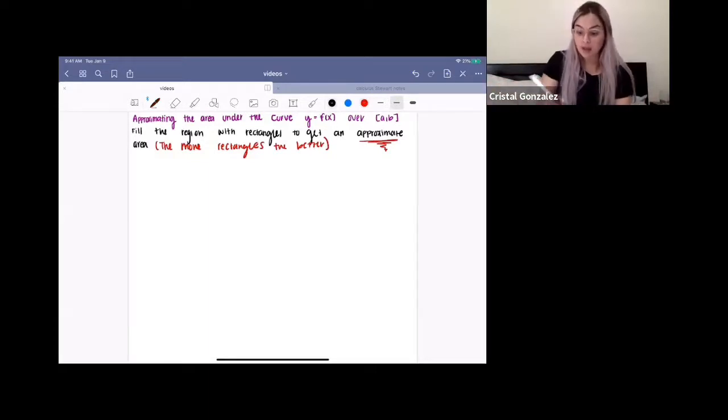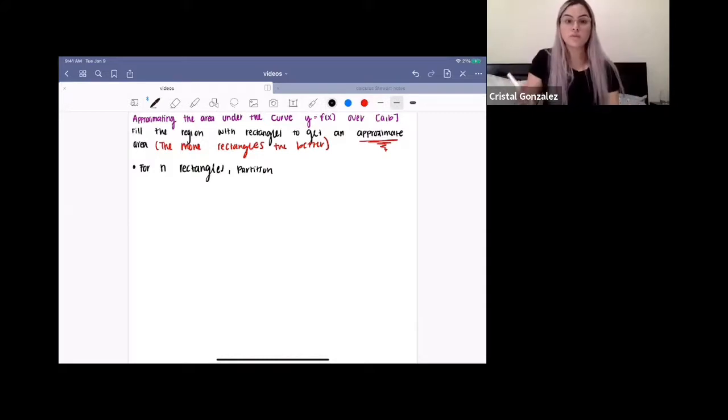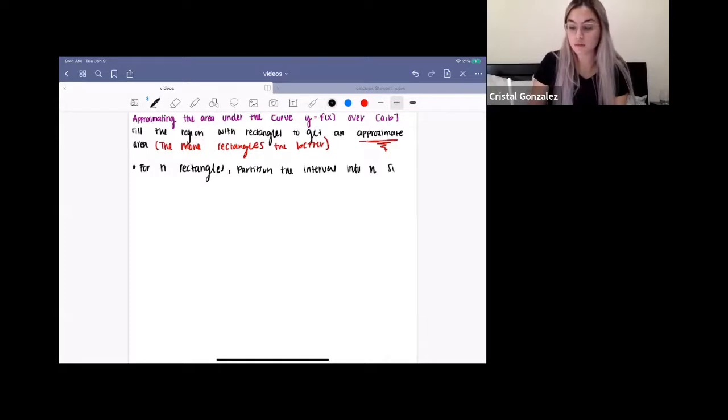So after that, let's say we have n rectangles. So for n rectangles, we're going to do what's called a partition, which just means that we're breaking up the interval. So you're taking parts of an interval into n subintervals.